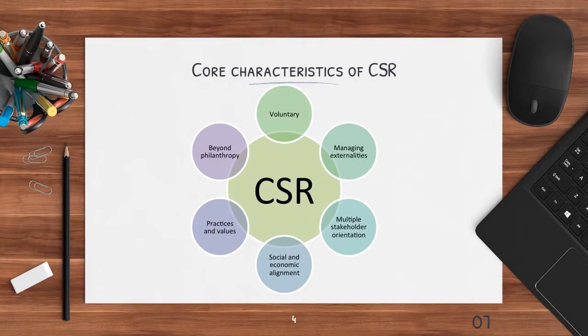The six core characteristics of CSR follow, as a picture shows how CSR is represented with the different initiatives and processes ranging from voluntary activities, managing externalities, stakeholder management, alignment of social and economic responsibilities, considering practices and values, and finally beyond philanthropy.